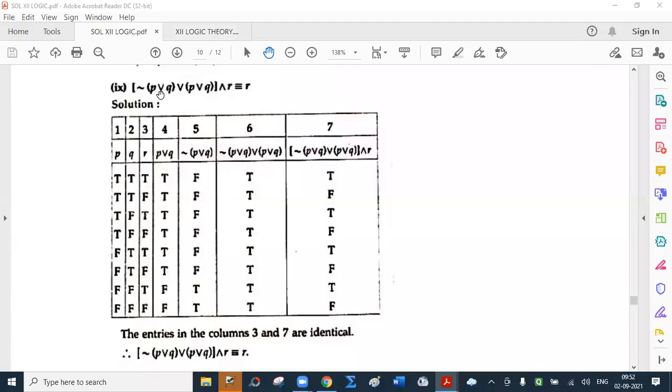See, it is obvious that this part is nothing but R. Why? See this P or Q, its disjunction with its negation, it is going to be true only. Why? Because if this is true, yes, true or anything is true. If P or Q is false, its negation is true. So in any case, this part is going to be true. True and R is R. Because if R is true, conjunction is true. If R is false, conjunction is false. As simple as that. So it has to be R.